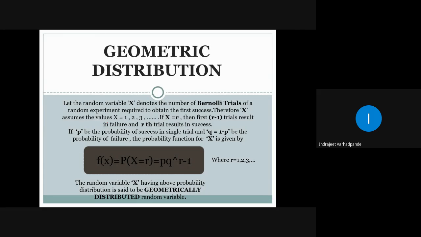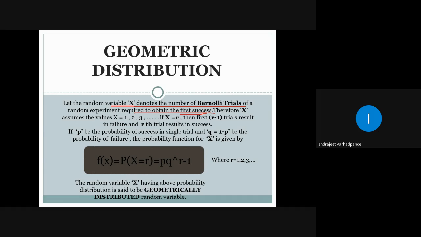Bernoulli's trials means either two possibilities are there, one is success and the other is failure. So for the geometric distribution, we will have to perform the random experiment. After performing the random experiment, I am interested only in the result which is called success. So a random variable x denotes the number of Bernoulli trials after performance of an experiment required to obtain the first success. I know that the result will be either success or failure, but I will be interested in the result wherein the first success is obtained.